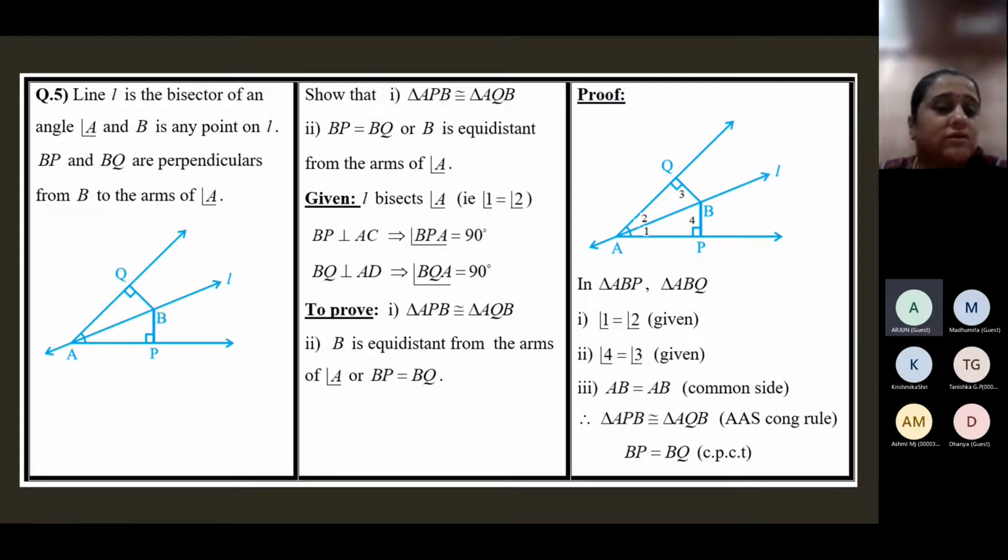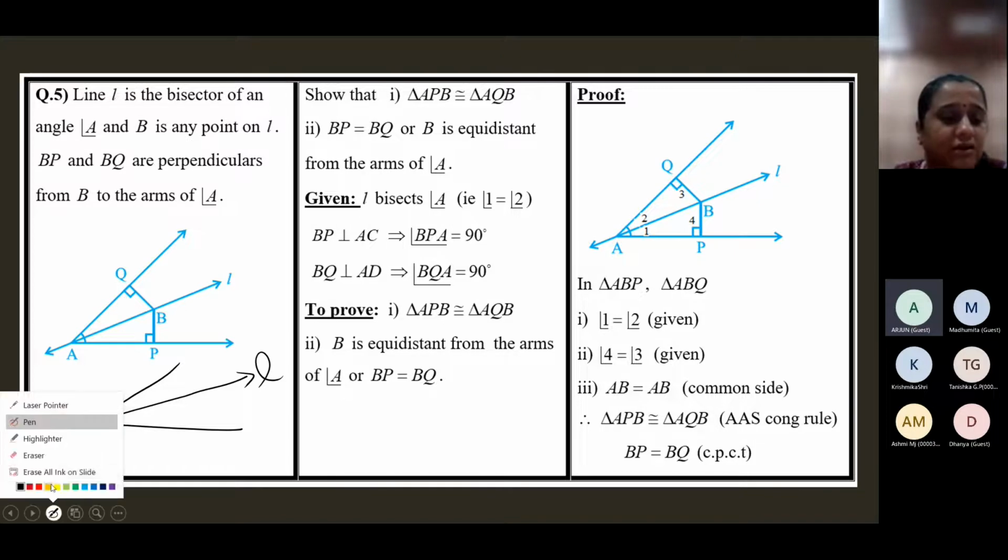Yeah, children. So line L is the bisector of an angle A. There's basically only one angle in this figure, and that angle is A. This is angle A, and this is that line L. Line L is the bisector of angle A.